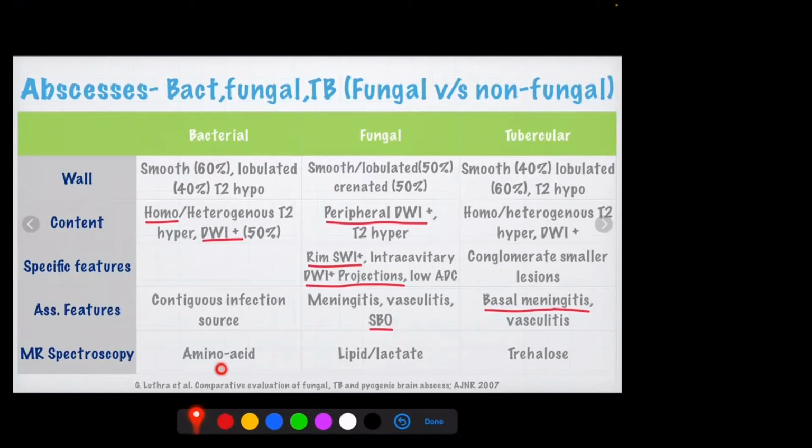But conventional teaching says amino acid peak is more in bacterial. Lipid lactate peak, this is my mistake actually: trehalose comes in fungal and lipid lactate comes in tubercular abscesses. But it's very inconsistent. I have seen so many case studies, and I'm sure everyone has seen lipid lactate peak come even in metastasis or sometimes fungal and bacterial abscesses as well. So it's not of great utility. It can just be supportive for increasing the probability if it goes in sync with the other textbook pictures in other sequences of the MRI.